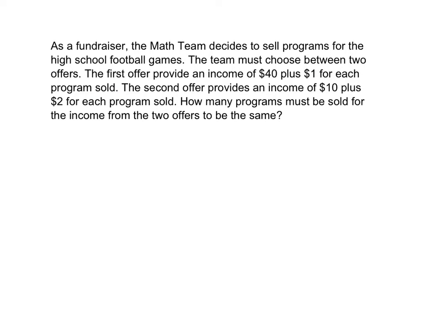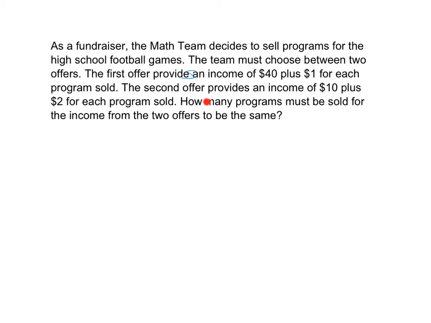Now let's look at a more typical word problem. It says, as a fundraiser, the math team decides to sell programs for the high school football games. The team must choose between 2 offers. The first offer provides an income of $40 plus $1 for each program sold. The second offer provides an income of $10 plus $2 for each program sold. How many programs must be sold for the income from the 2 offers to be the same?